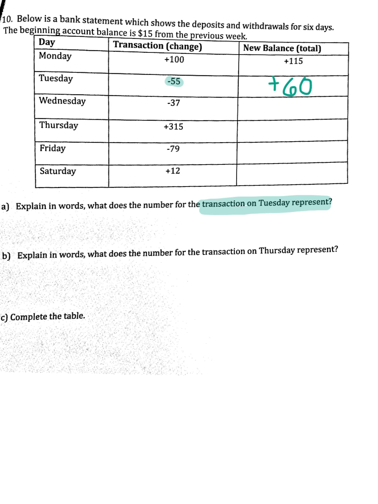It's still positive. You don't have to put the plus sign. We know that a positive number has that imaginary plus in front, but we know that this means we're taking out, or a withdrawal, of $55.